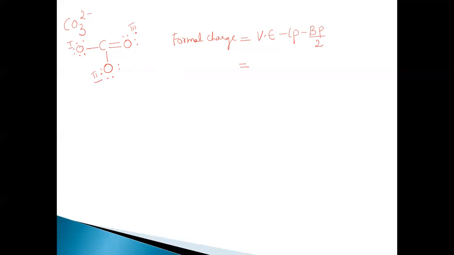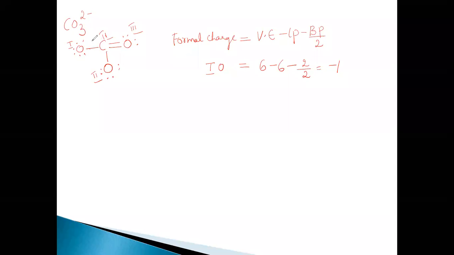When you number these, this is 1, 2, 3 and 4. If you take oxygen number 1, the valence electrons are 6, minus lone pairs 1, 2, 3, 4, 5, 6, and bond pairs only 1. So it is 2 electrons divided by 2, which gives minus 1. So the formal charge on this is minus 1. Now let's calculate the other oxygen. This is the same for 1 and 2, the same type of oxygen, so here also you'll get minus 1.